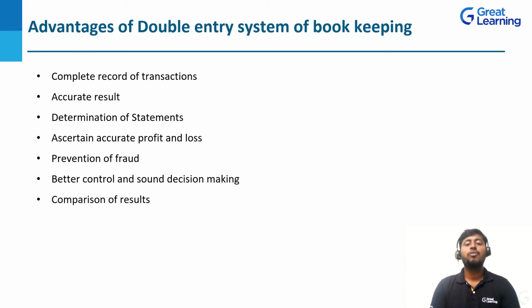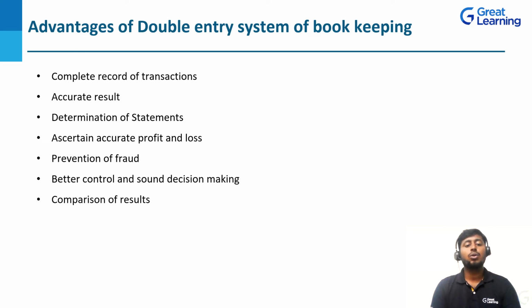So next, prevention of fraud. In the single entry system, finding the fraud or errors or mistakes is very hard. Why? Because they are going to miss some transactions. But when it comes to the double entry system of bookkeeping, they are going to record all the transactions. They are not going to miss even one transaction, correct? So we can easily prevent the fraud or errors in the double entry system of bookkeeping.